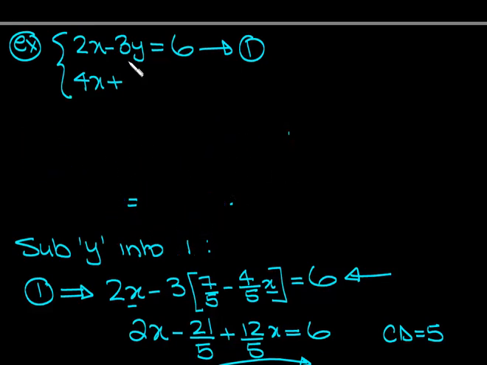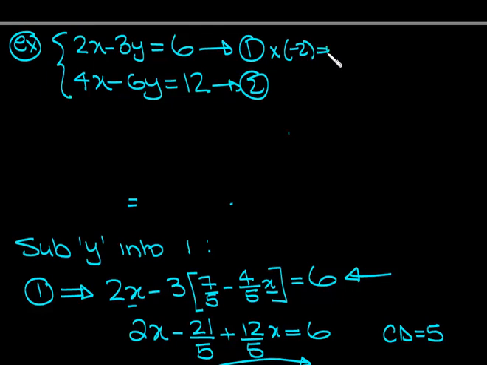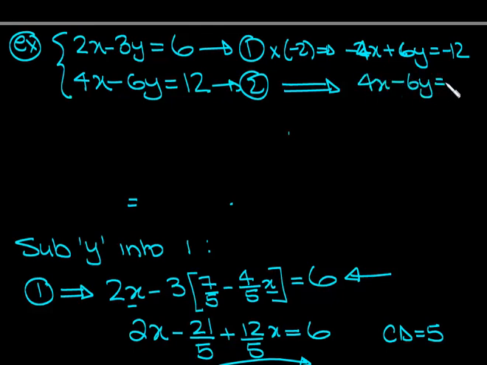Okay, I had 4x plus 6y is equal to 12 minus 6y. Okay, I had this instead of the one I had before. Now you can clearly see if I multiply the top equation by negative 2, you end up with negative 4x plus 6y is equal to negative 12, and you don't do anything to the second equation. So we get 4x minus 6y is equal to 12.